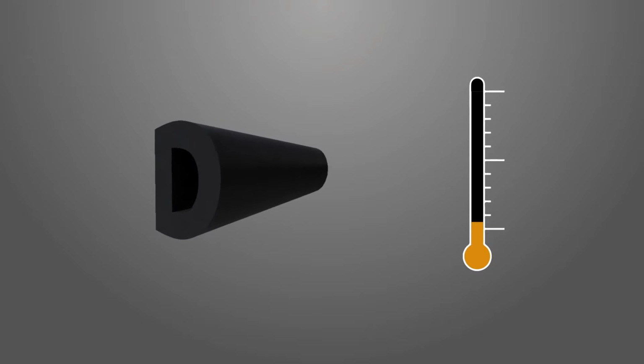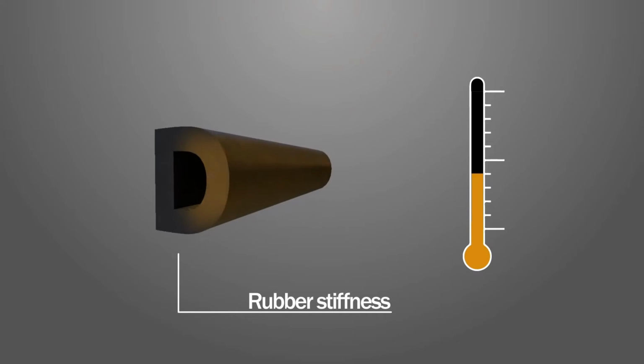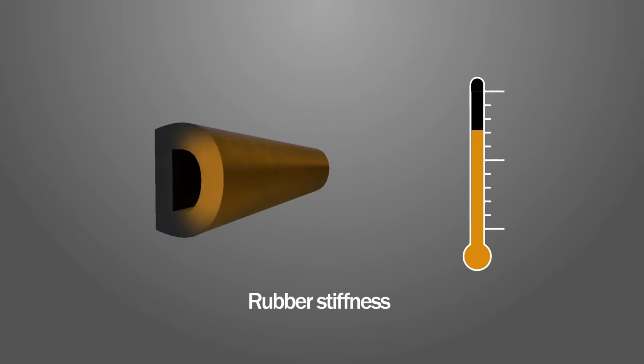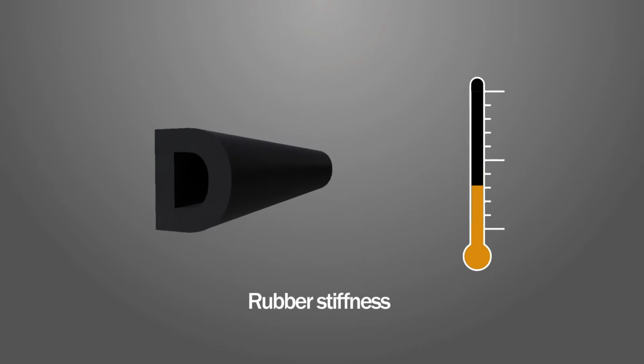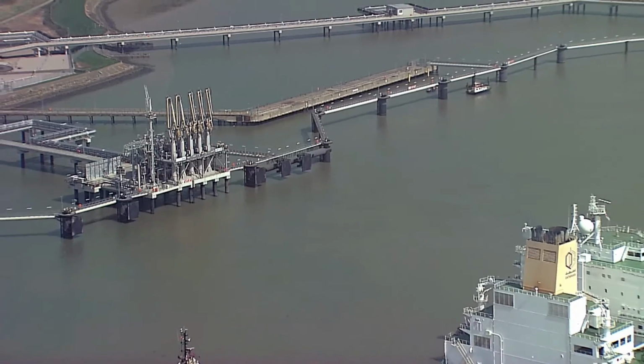Reaction force and energy absorption are directly proportional to rubber stiffness, which changes dramatically with temperature and has a significant effect on fender performance. As such, rubber elements for fender systems must be tested to the temperatures they will be subjected to in the field. Failure to do so could have a tremendous adverse effect on the berthing structure.